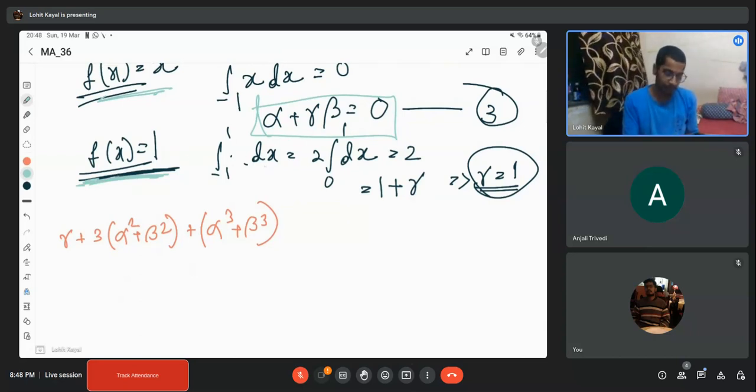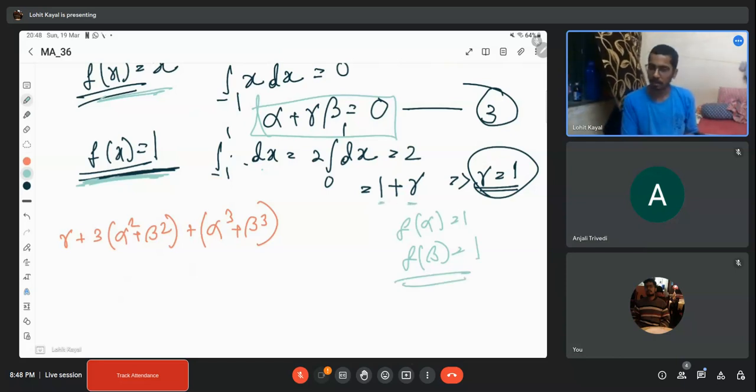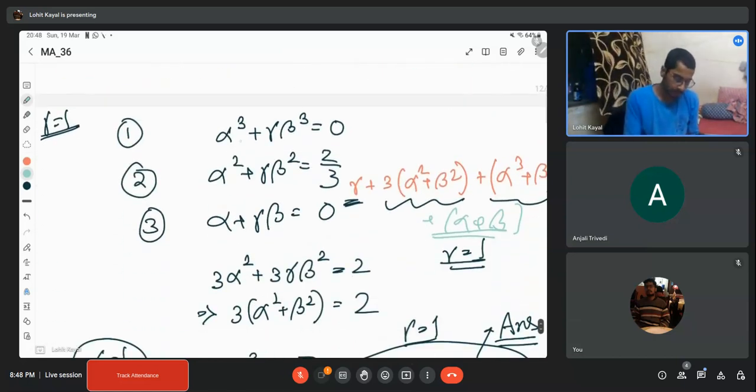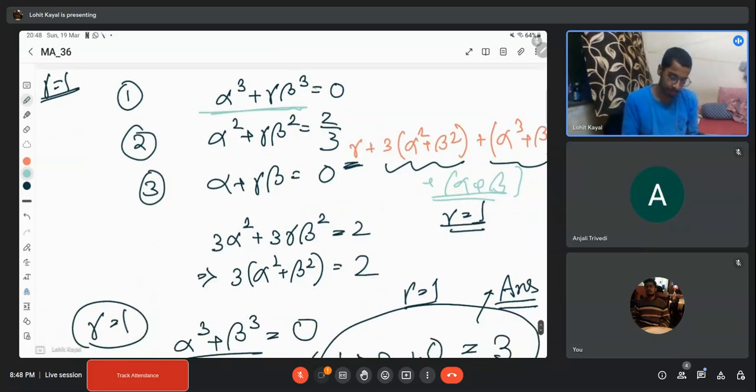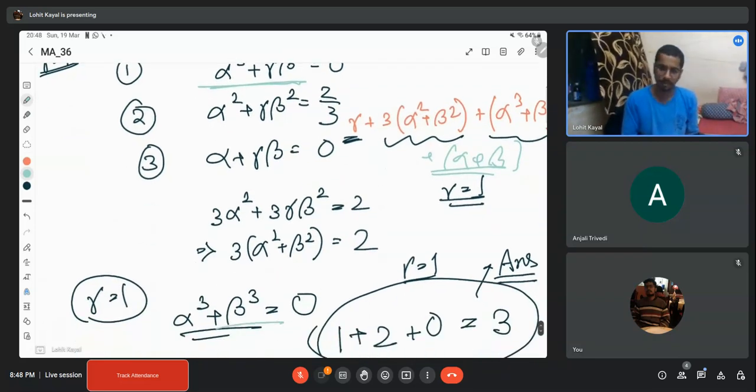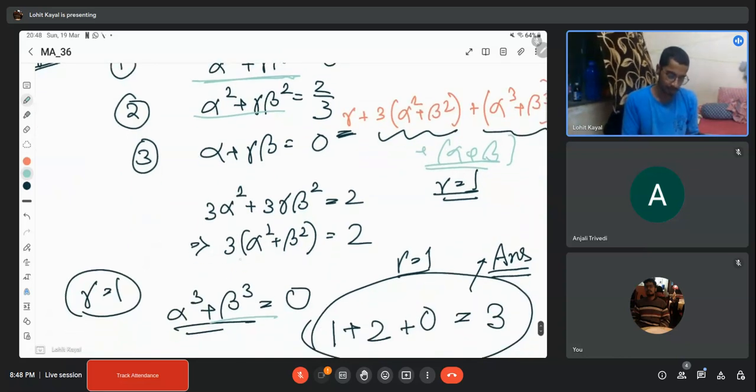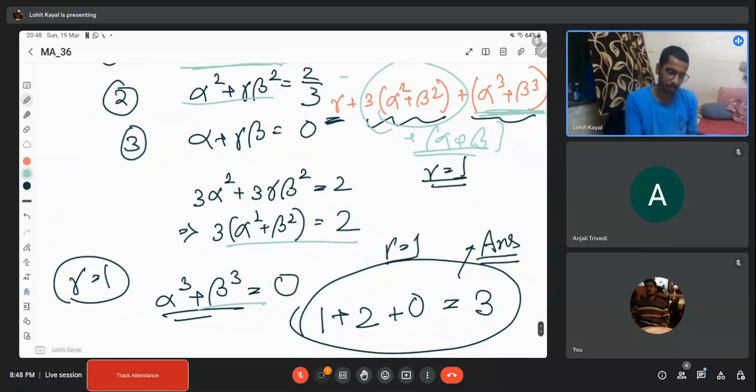So the integral from minus 1 to 1 of dx equal to 2 is equal to 1 plus gamma, because here f(alpha) equal to 1, and f(beta) is also equal to 1. So this is 1 plus gamma. It gives me back gamma equal to 1. So this expression, alpha cube plus gamma beta cube, reduces to alpha cube plus beta cube equal to 0 because my gamma equal to 1. This is giving me 3 times alpha square plus beta square equal to 2. So I know this expression, this expression, and this expression. So the final result is 3. Correct answer.